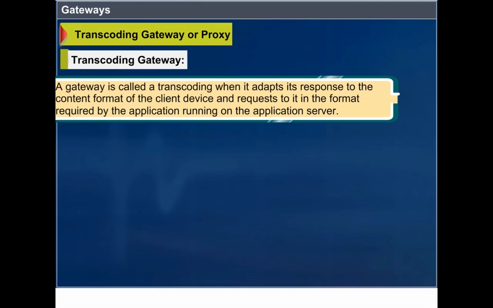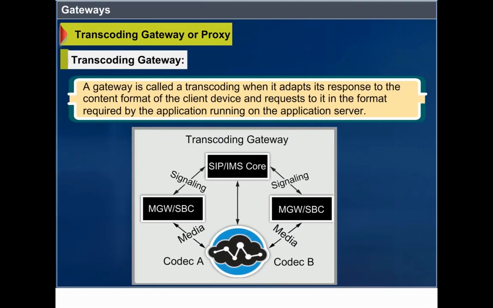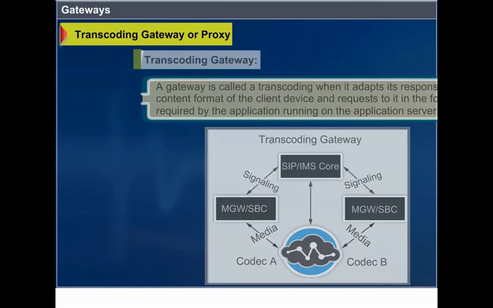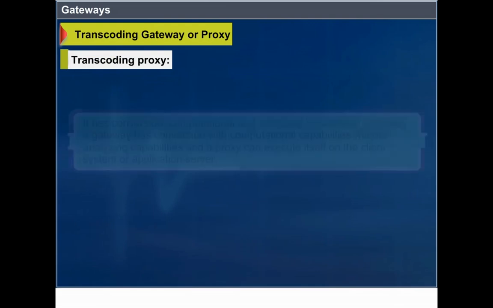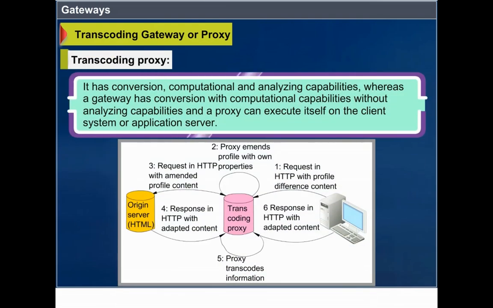Transcoding gateway. A gateway is called a transcoding gateway when it adapts its response to the content format of the client device and requests to it in the format required by the application running on the application server. Transcoding proxy. It has conversion, computational and analyzing capabilities, while a gateway has conversion and computational capabilities only, and a proxy can execute itself on the client system or application server.